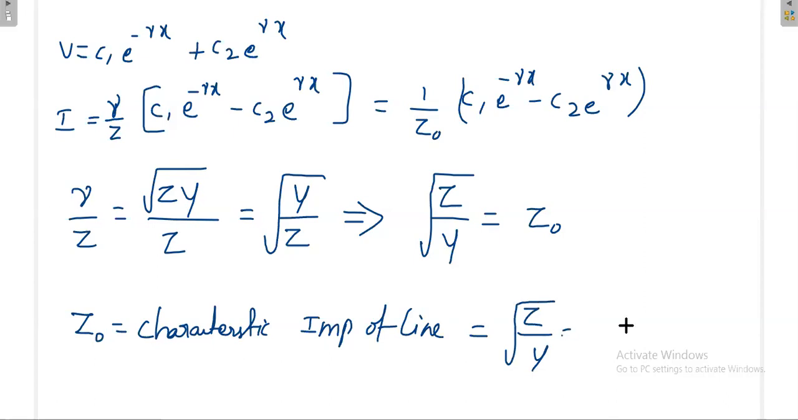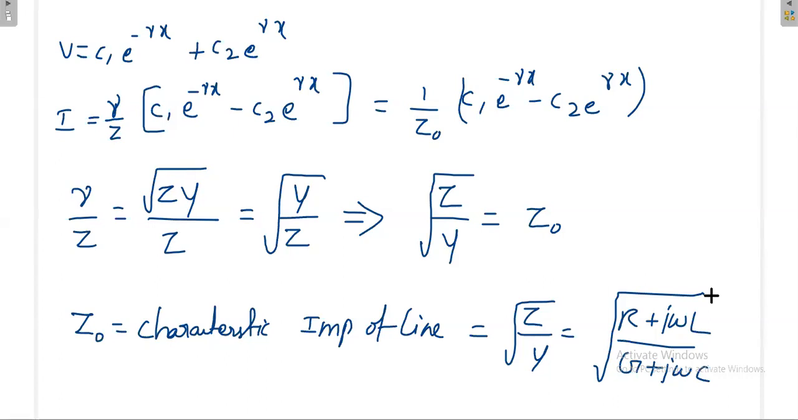You know what is Z? Z means R plus j omega L. And what is Y? G plus j omega C. Now this is the formula to find the characteristic impedance of the transmission line. In future you have to use this formula. What is Z naught? Square root of R plus j omega L divided by G plus j omega C.